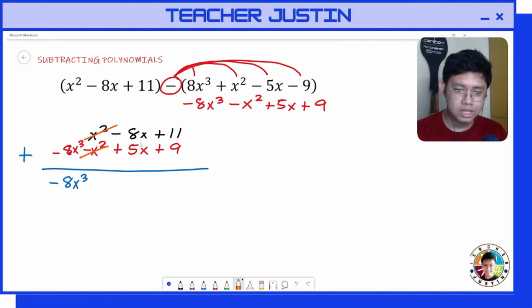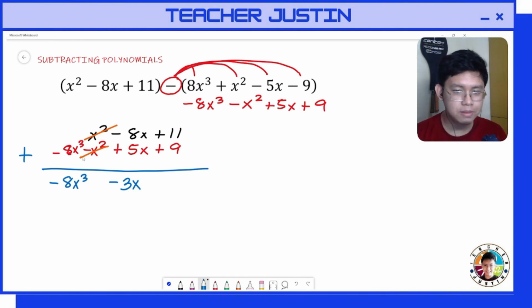Okay, next, let's proceed to negative 8x plus 5x. So, negative 8 plus positive 5, since they have different signs, copy the sign of the larger number. In this case, it is negative. And then subtract our coefficients, 8 minus 5, that will be 3. And then copy the variable x. So it will be negative 3x.